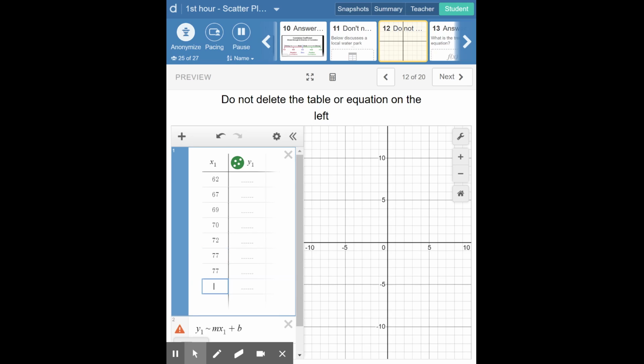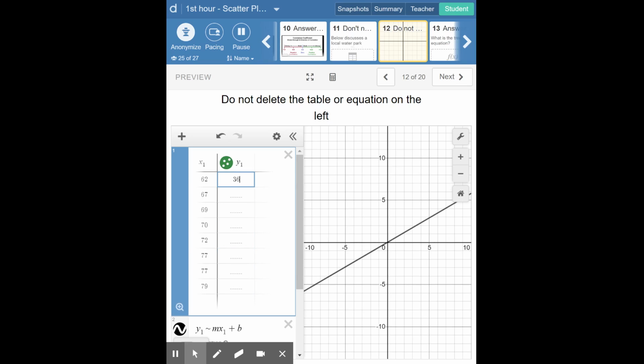Now notice that 77 repeats. You want to write it as many times as it was given to get accurate data. And then notice as soon as you start typing the Y values, the trend line appears. That trend line is the whole reason why we're doing it on Desmos, because it will be automatic for you. Now make sure you type it correctly.